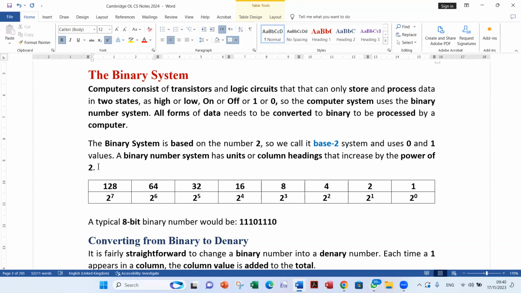I will be showing you now an example, and I will ask you to get a pencil and a piece of paper and redo everything that is written in my notes. Okay, so we have column headings that increase by the power of 2. Let us show it and then start using right away. So the first column is 2 to the power of 0.